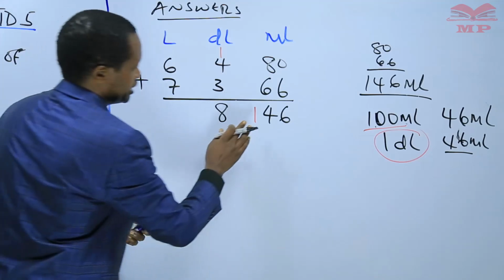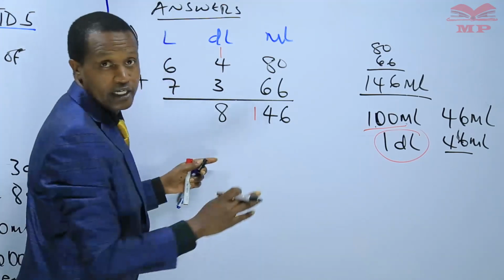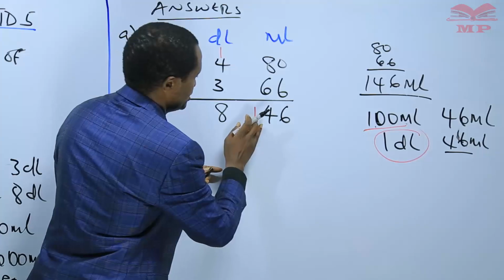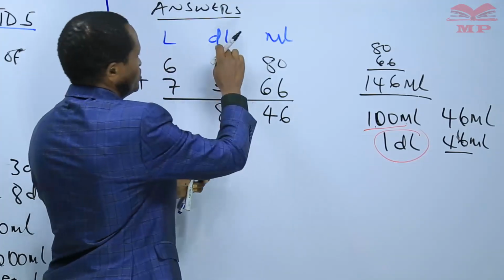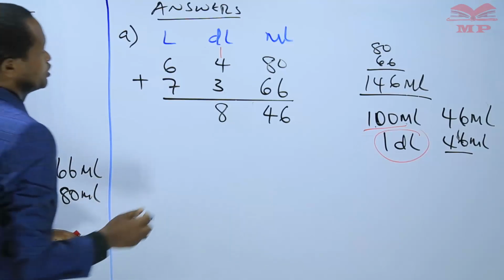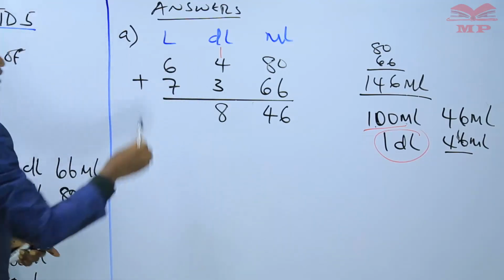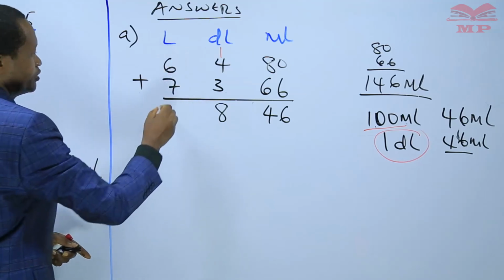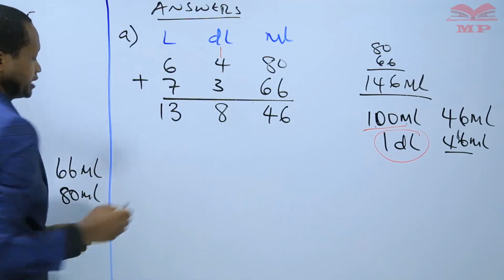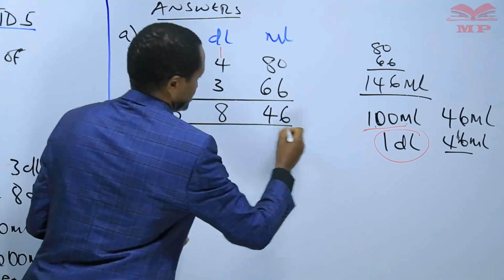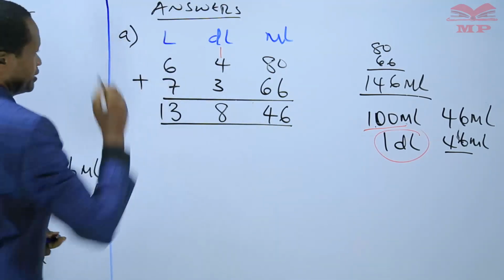So this one, I can do away with it. I wrote it to help you understand. So this one was carried over to the column for deciliters. So we then come to liters and add the liters. 6 liters plus 7 liters is equal to 13 liters. So that is the answer to part A.